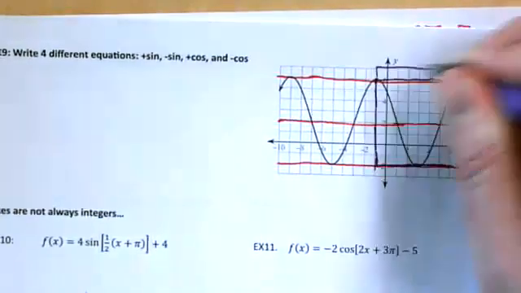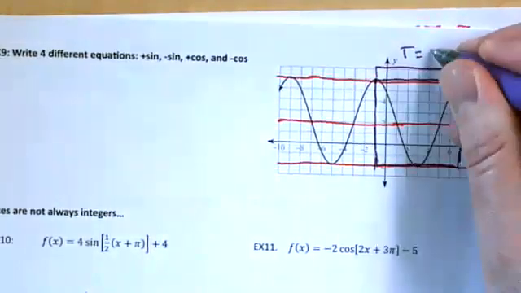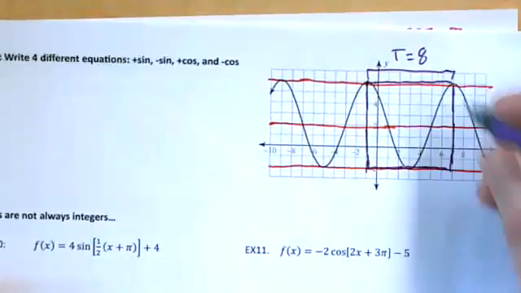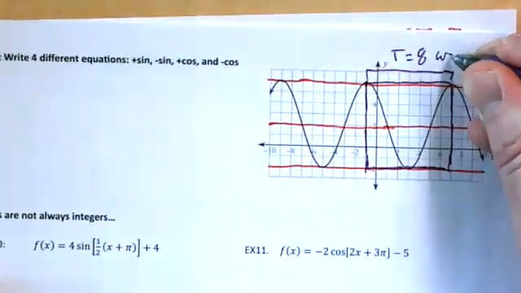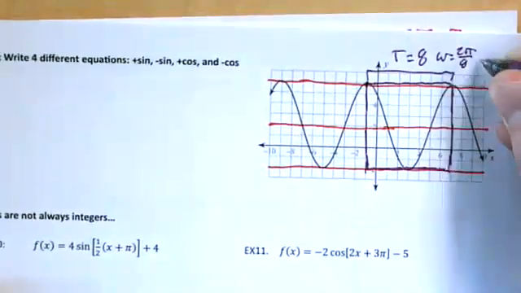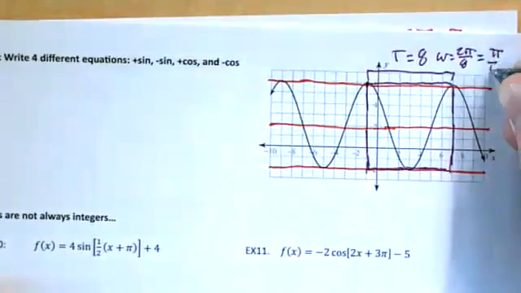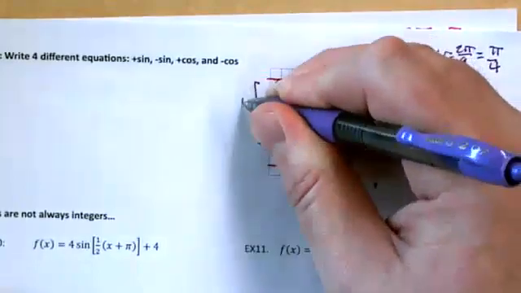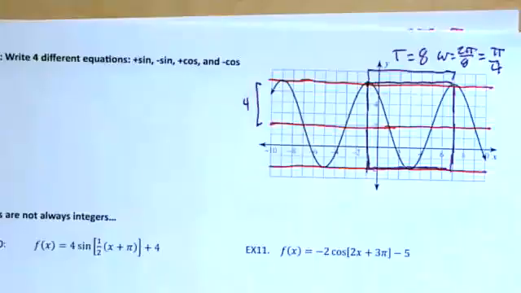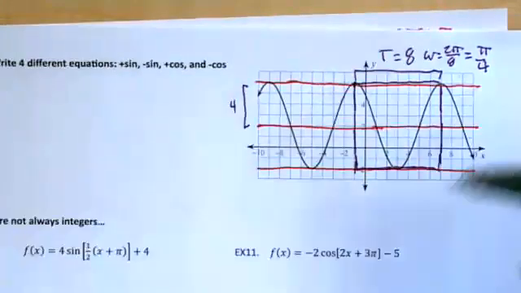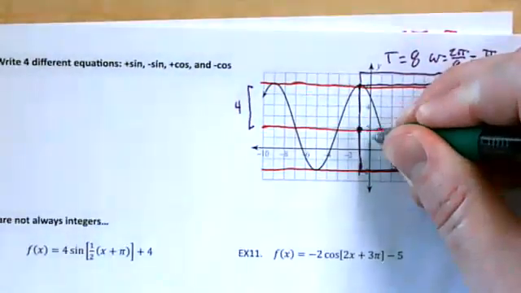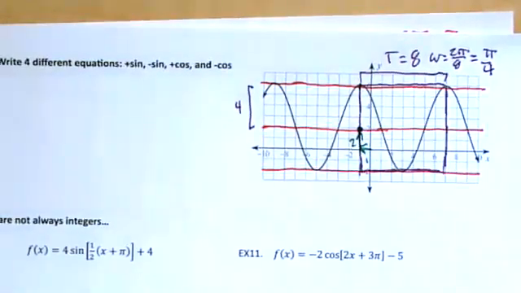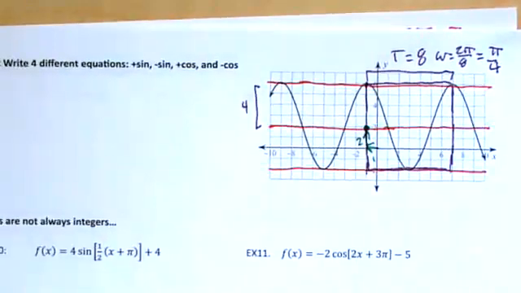Width of that box is going to tell me the period. Looks like 8. So then we can find omega, which is 2 pi over the period. We've got our amplitude of 4, and we just need a shift. If we think of this as our anchor point, that has been shifted to the left by 1 and up by 2. So that's everything we need to write our equation.